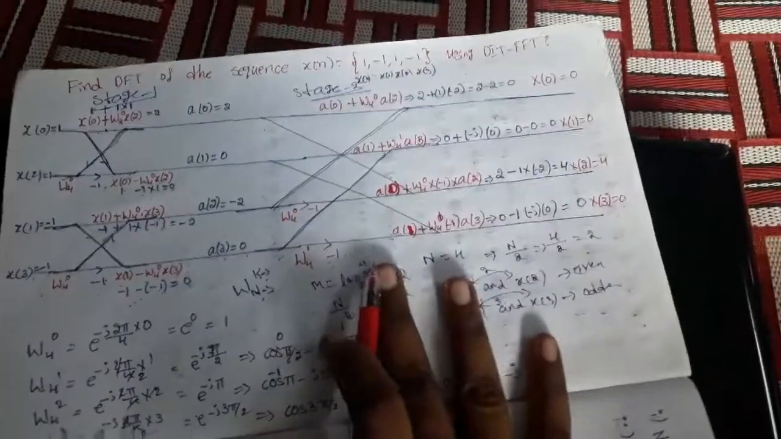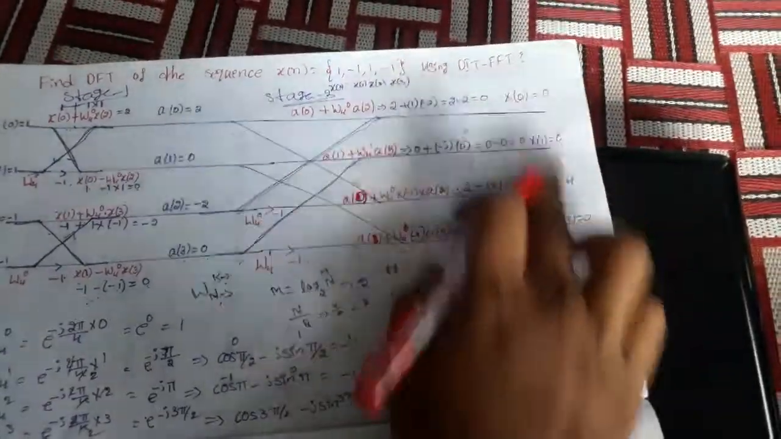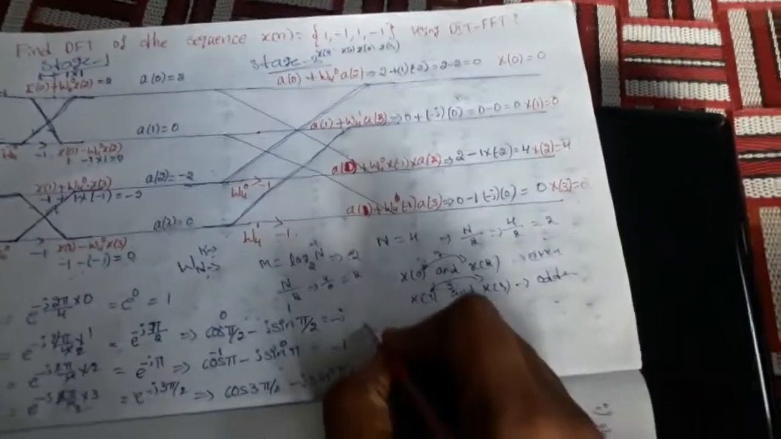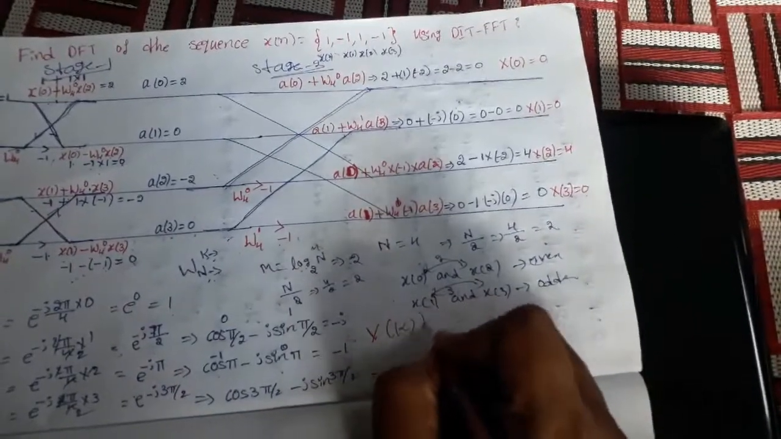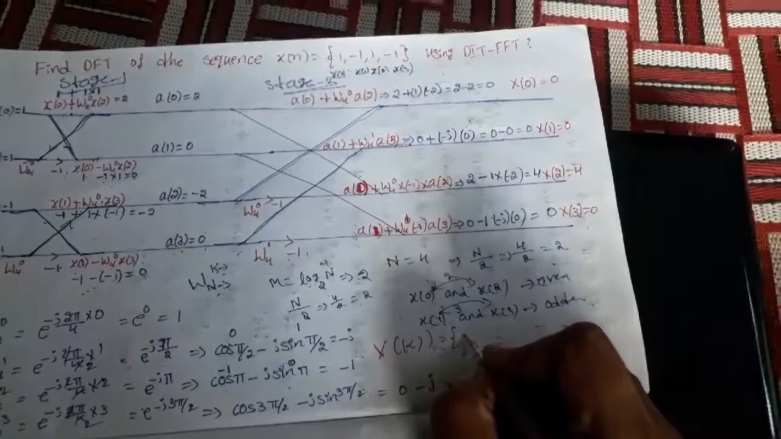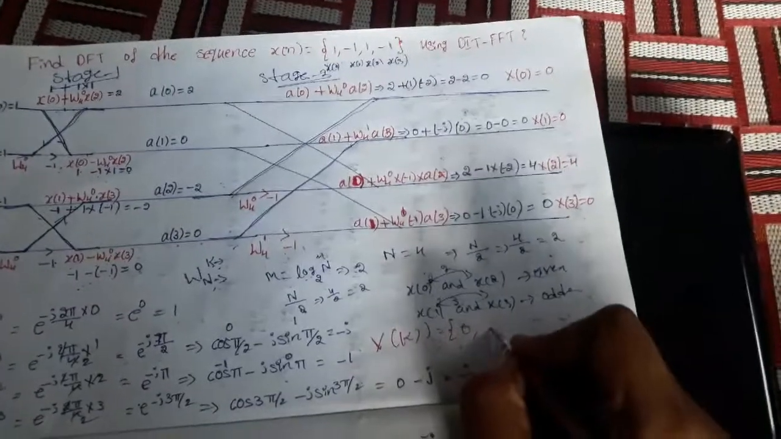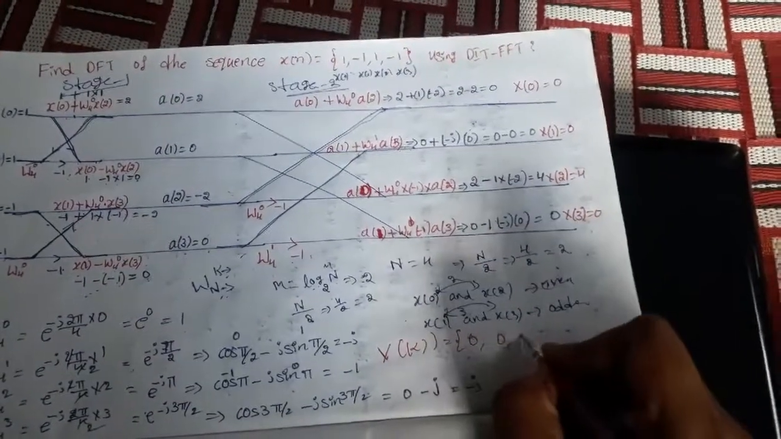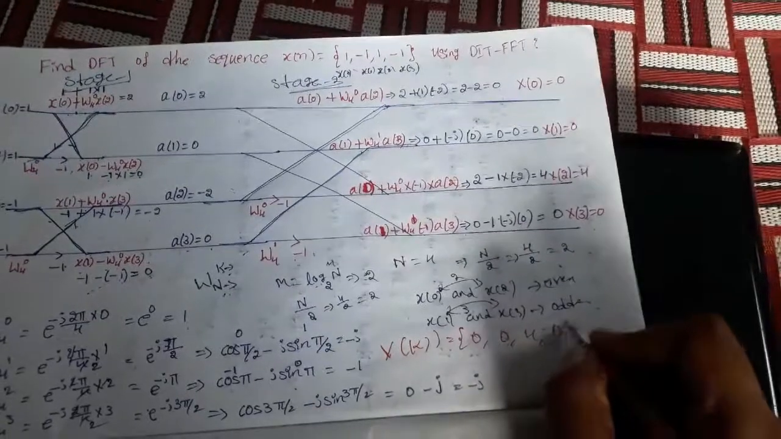Okay, so totally these values are represented in x of k: first value is 0 and second value is 0, third one is 4, fourth one is 0.